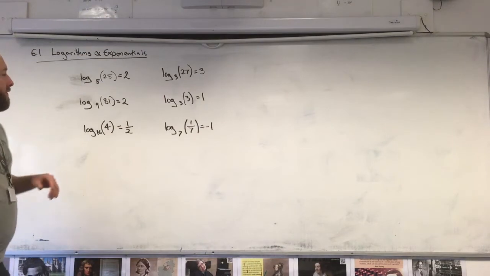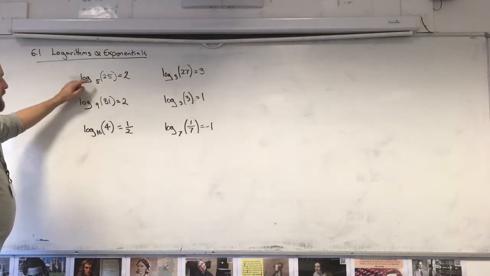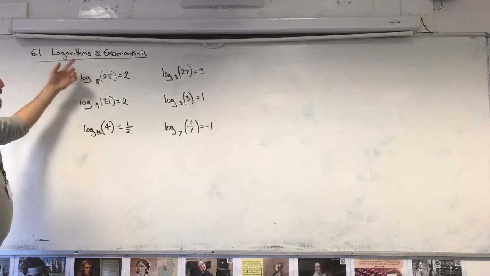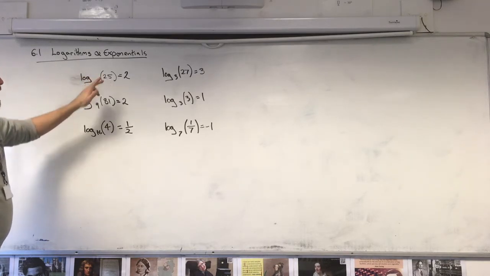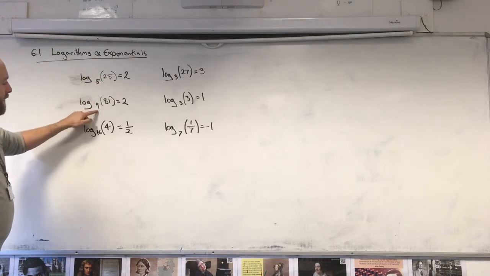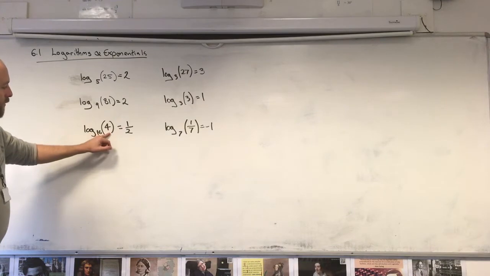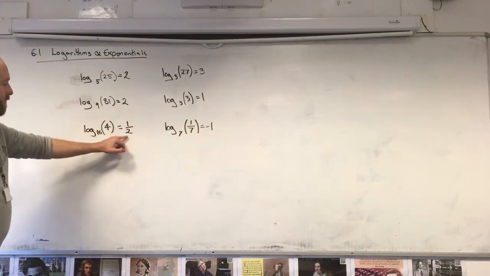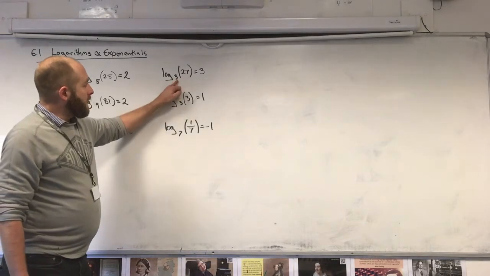Okay, so the way we read through these, we've got log to the base 5 of 25 is 2. What that means is, it's basically asking what power do I need to raise 5 by to get 25? What power do I need to raise 9 by to get 81? What power do I need to raise 16 by to get 4? Notice this one's fractional because we've got the root of 16 to get 4. What power do I raise 3 by to get 27?